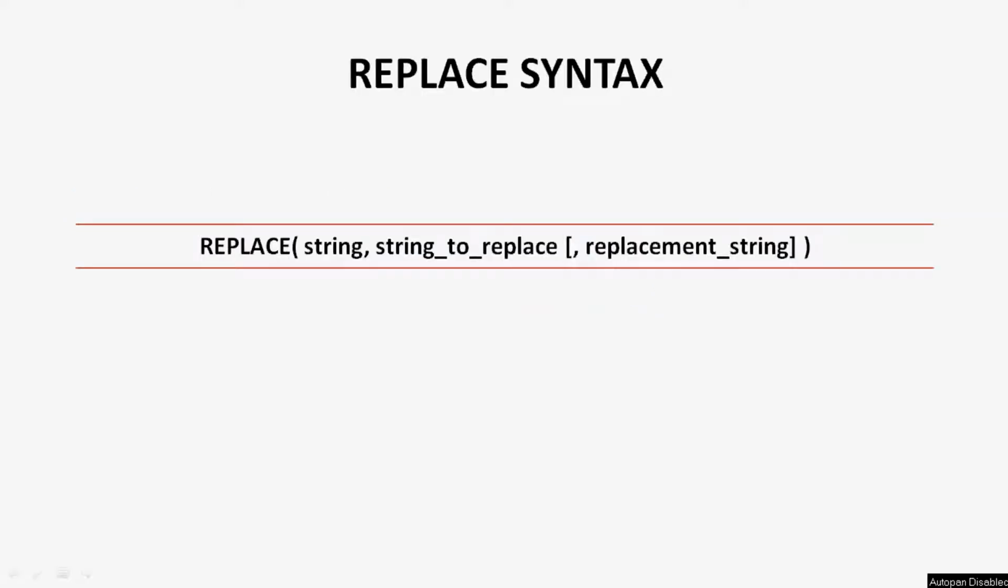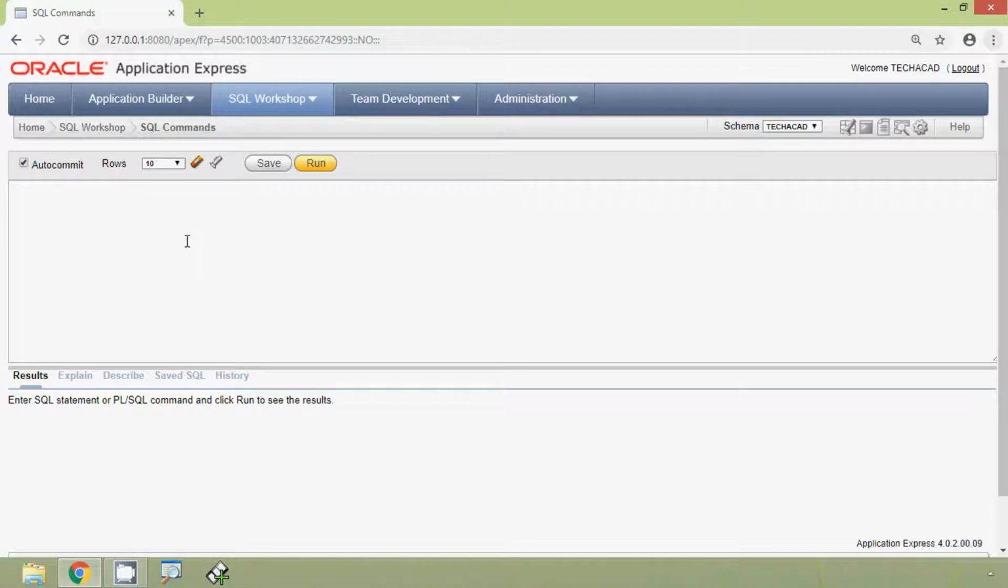Before coming to our example, we will see the syntax for this function replace. Replace of string to replace, then we have an optional parameter, that is a replacement string. I think no need to explain all these parameters because it is well known from its name itself. Now we will see some examples using this function replace in our Oracle Express application.